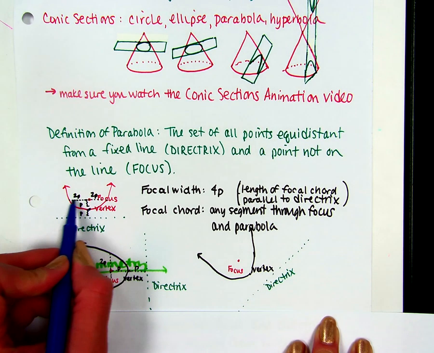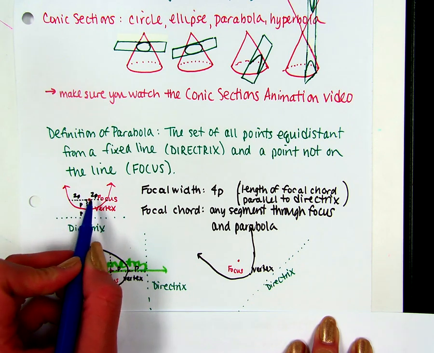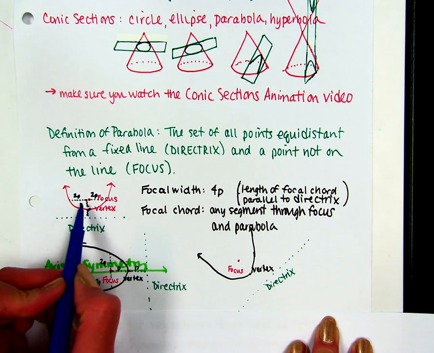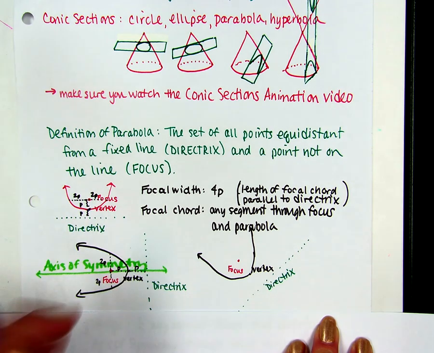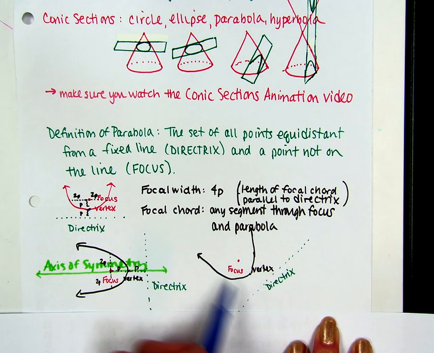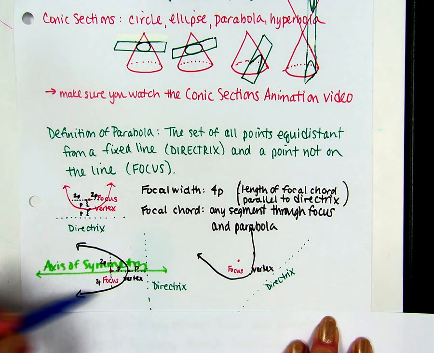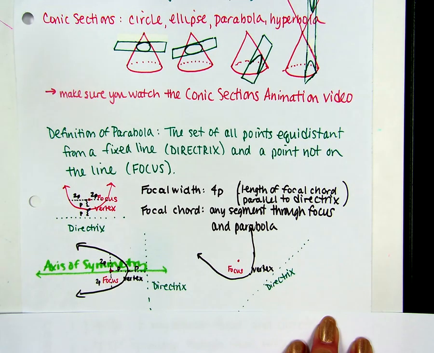From the focus, parallel to the directrix, you have what's called the focal width, and that's a distance of 4p. So it goes 2p to the left and right, or it could be, if it opens sideways, 2p up or down. It is also possible for parabolas to open at an angle so that it's not opening directly up, down, left, or right. But the ones that we'll talk about in this chapter will be these.